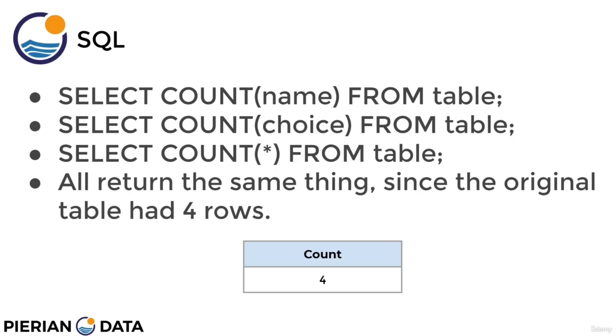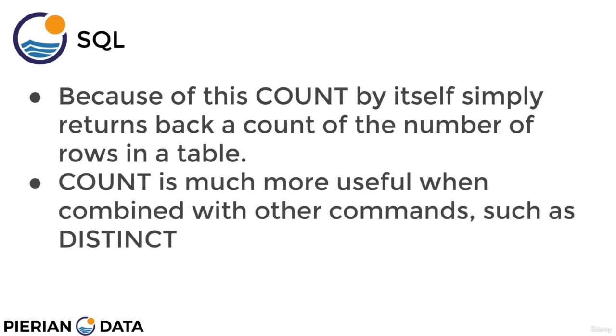Now keep in mind, it's sometimes useful to use a column name instead of just providing an asterisk, because if you come back to your SQL query sometime later, it may actually help stir the memory of what question you were trying to answer. So again, because of this, count by itself simply returns a count of the number of rows in a table. And count is usually much more useful when combined with other commands, such as the distinct command that we already learned about.